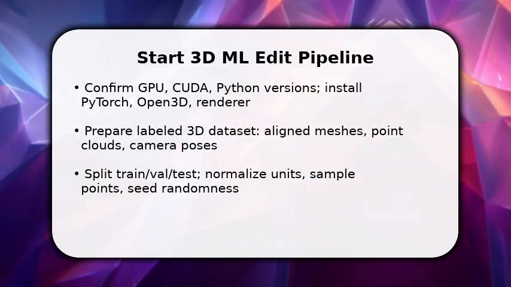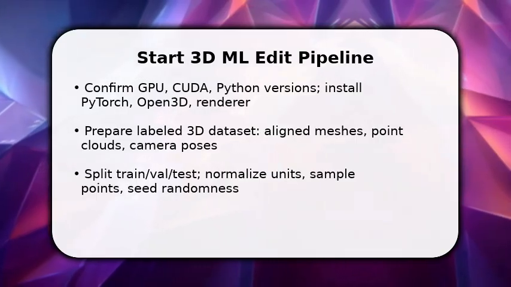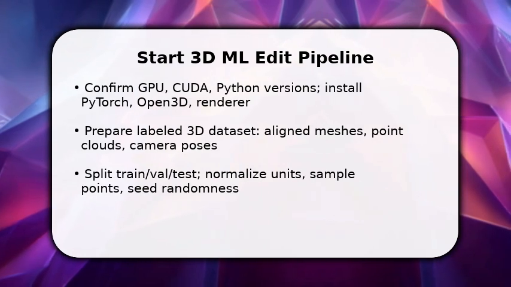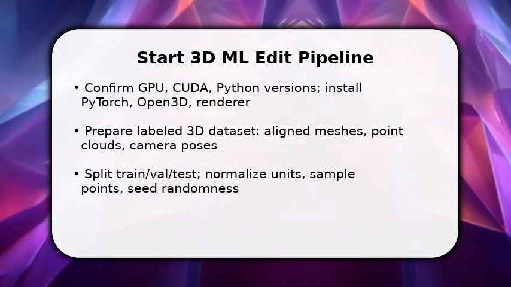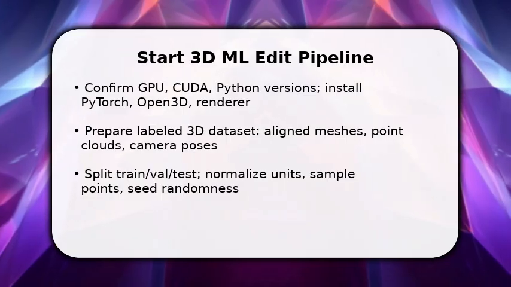coordinates. Once you have data, split into train/val/test and write a lightweight data loader that normalizes units and samples points. Make sure to seed randomness to make experiments reproducible and log versions for later debugging and artifacts.